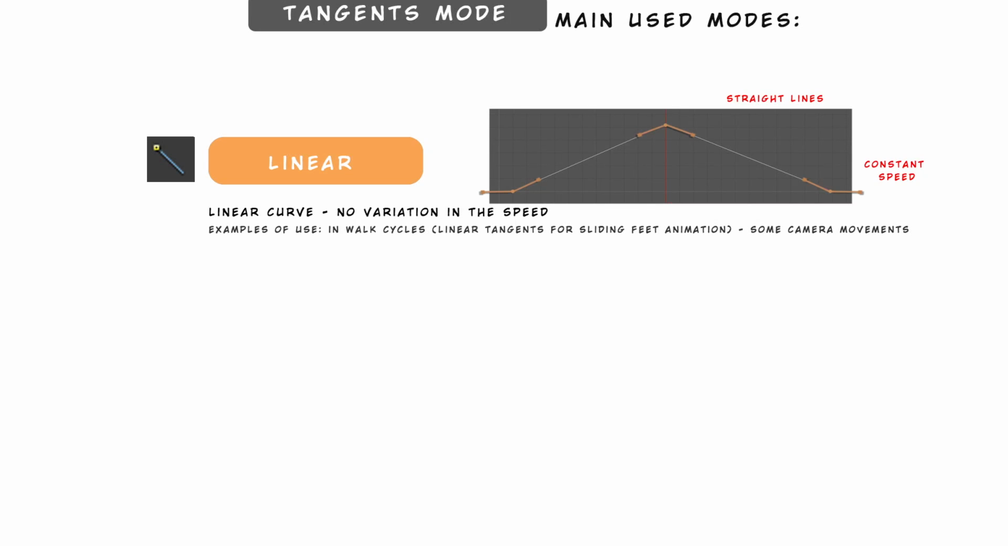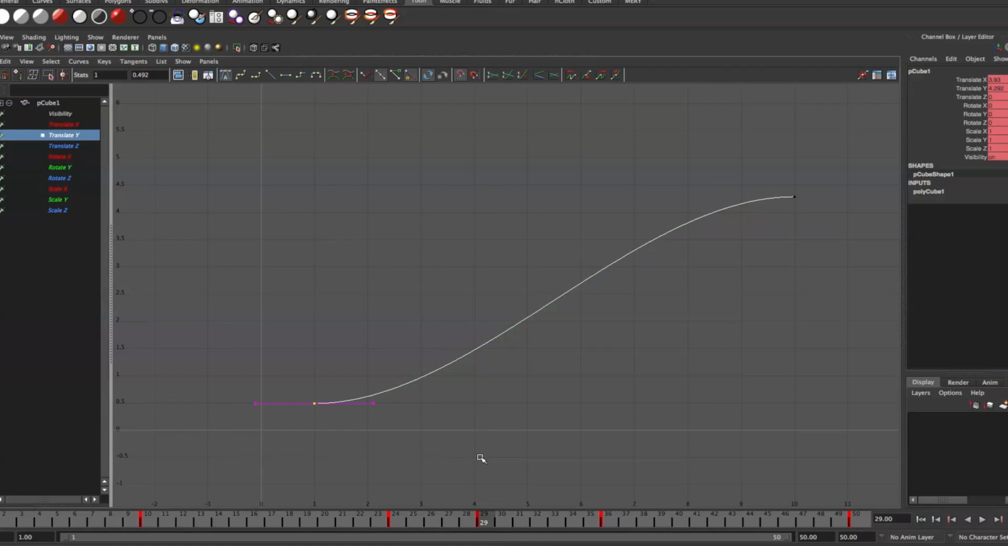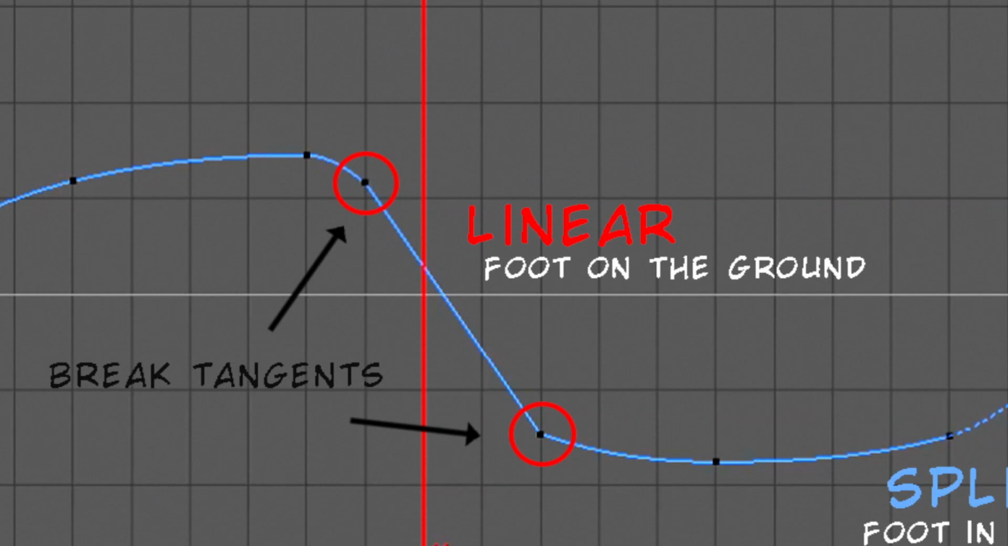Linear tangents create straight lines between keys with a linear speed. We use the linear tangents in many cases. An example is a movement that has to start fast and slow down at the end. Or when you create a walk cycle or run cycle in place, the movement when the feet land on the ground needs to have linear tangents.